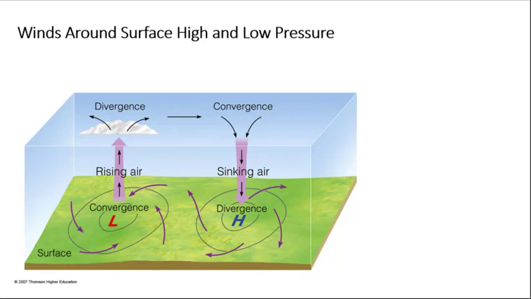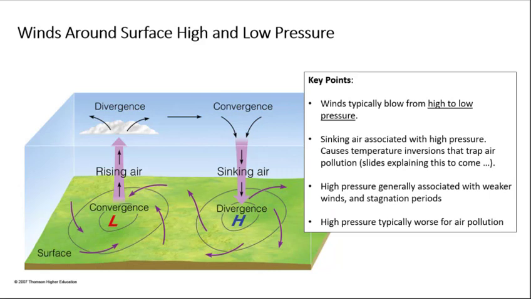The subsidence associated with high pressure often gives rise to the creation of a temperature inversion layer capping the atmosphere near the surface. This subsidence inversion, as it is called, tends to trap air pollutants in the layer beneath it, since temperature inversions inhibit vertical motion of the air. We will show this in more detail later in the lecture. Key points summarizing what was just said are provided here.